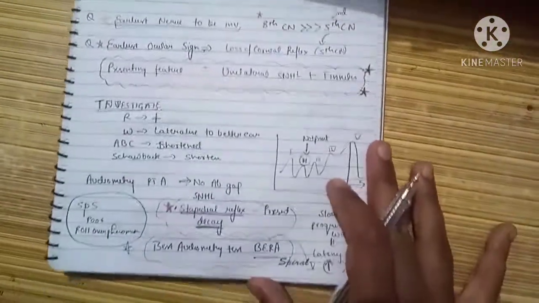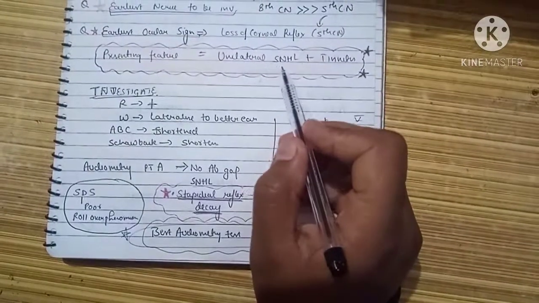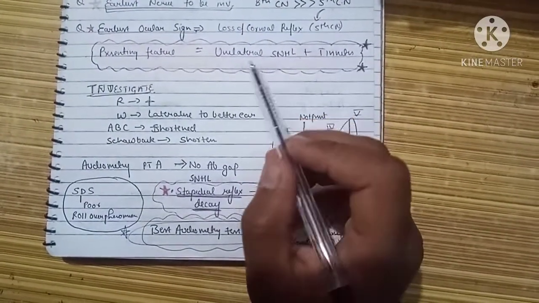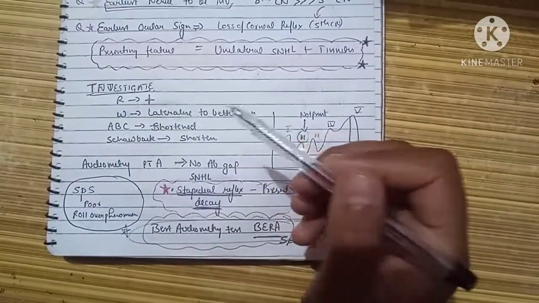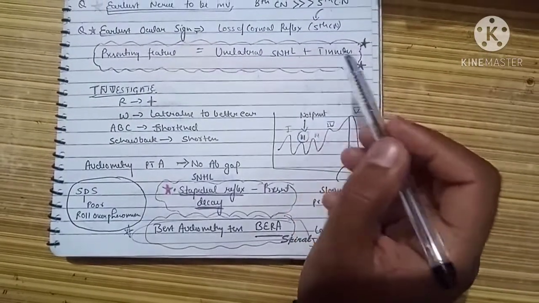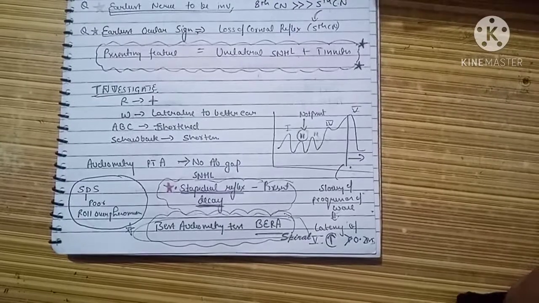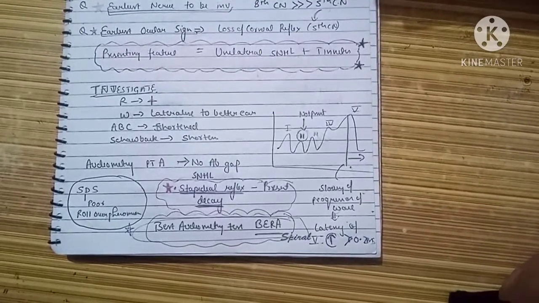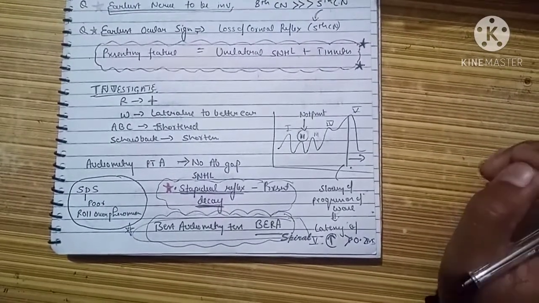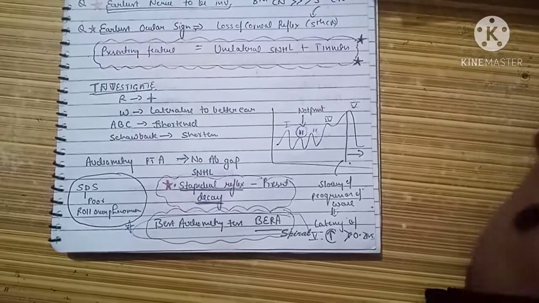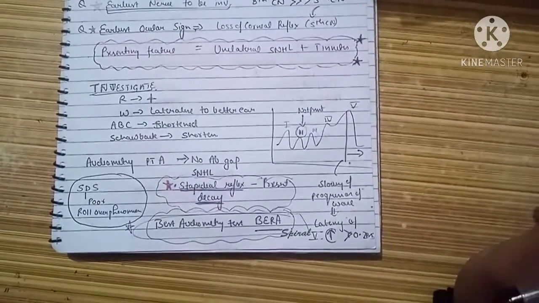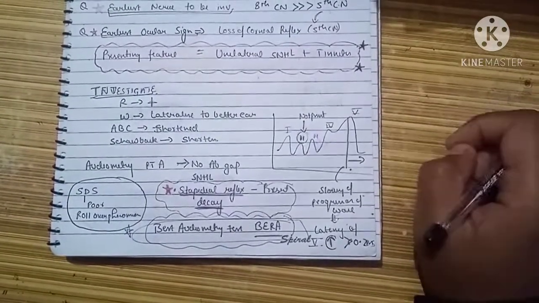So the presenting feature in this case was unilateral sensorineural hearing loss in a patient who is around 40 to 70 years of age, and he will also have tinnitus. And with later progression, the patient will present with characteristic signs of the cranial nerve involvement. And the first ocular sign that we see is the loss of corneal reflex.